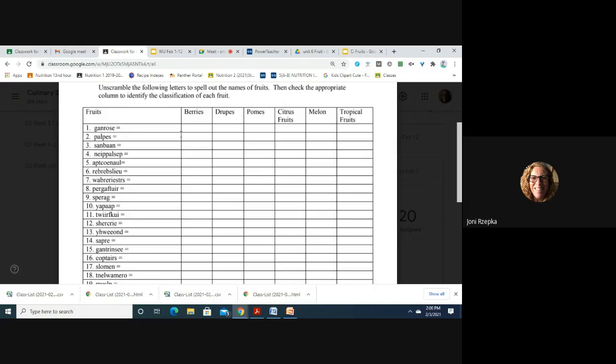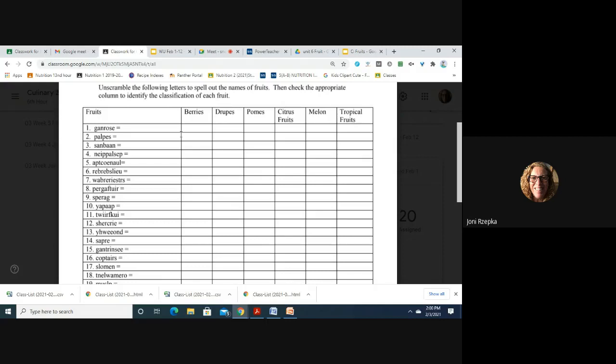Okay, so is an orange a berry, a drupe, a pome, a citrus fruit, a melon, or a tropical fruit? What category does it go in? Anyone? I feel like, well, you won't know if I say Ferris Bueller. You'll be like, who are you talking about?